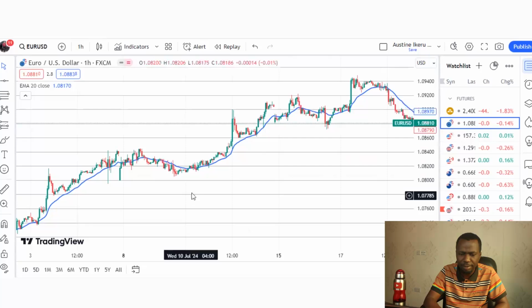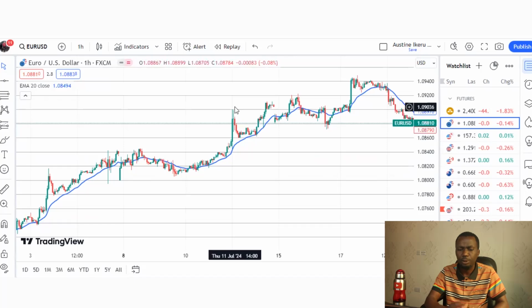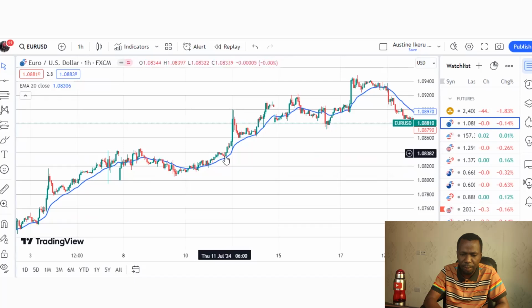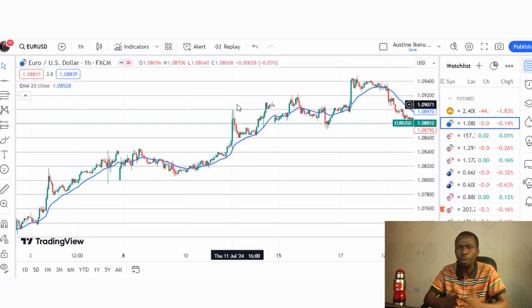you can clearly see that the market is in an uptrend, and that is why the market is respecting the moving average. So each time price comes to the moving average, it gets rejected. So this method is what we call the bounce, right? So the moving average is now acting as a support level. That is why when price comes to the moving average, it gets rejected. So that becomes your area of value.